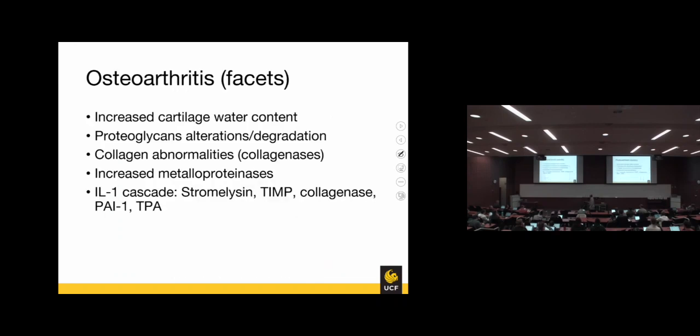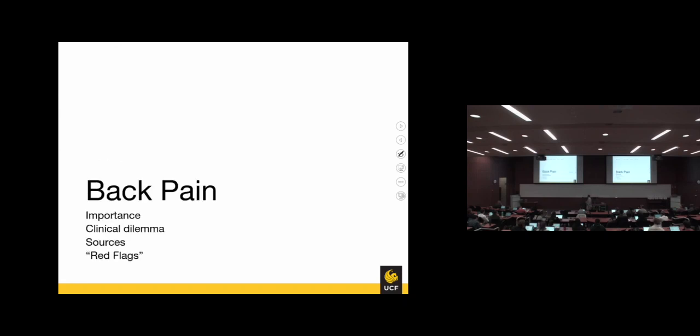All right, so osteoarthritis affects the spine when it gets involved in the facet joints. Remember, you've got the disc in the front and the facets in the back. That's going to give you increased cartilage water content, proteoglycans alterations and degradation, collagen abnormalities with the collagenases starting to degrade the collagen, increased metalloproteinases, and then there's an IL-1 cascade, as it's called, with all these different products, leading to more degeneration.